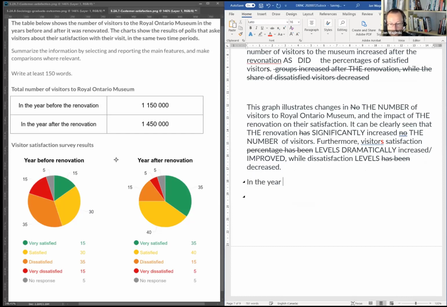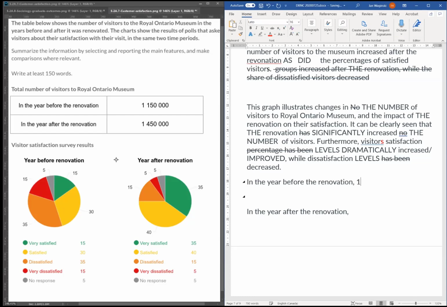In the year before the renovation, tell me what to say. What about the table? It's only small data, so shall we put it in one body paragraph? No, I would include it. We're going to go like this. In the year before the renovation, how many people visited the museum?